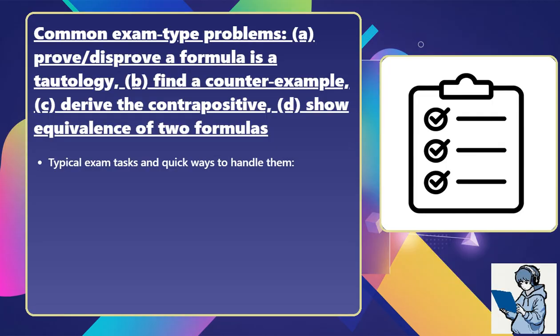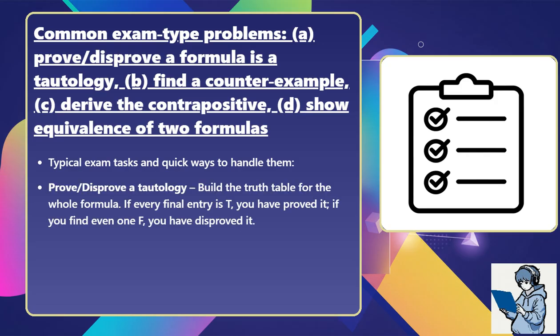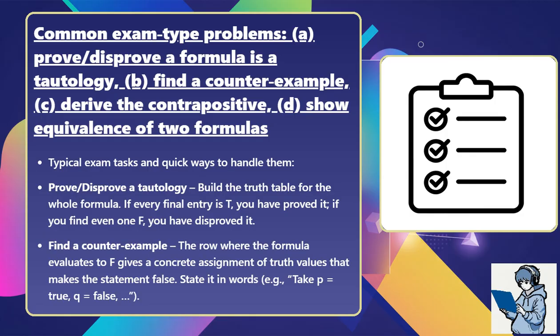Typical exam tasks and quick ways to handle them. Prove or disprove a tautology: build the truth table for the whole formula. If every final entry is true, you have proved it. If you find even one false, you have disproved it. Find a counterexample: the row where the formula evaluates to false gives a concrete assignment of truth values that makes the statement false. Stated in words, for example, take P equals true, Q equals false.